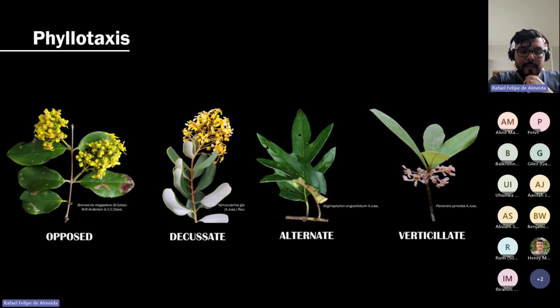Now, talking about phyllotaxis, most species of Malpighiaceae have opposite leaves. But in a few genera, they might be decussate, which means opposite, but instead of being opposed in only one way, it reverses. A few species and a few Malpighiaceae genera might show alternate leaves. And another type that is really, really rare, found in only a single genus that I know of occurring in South America, is the verticillate one. It's a genus called Pterandra.